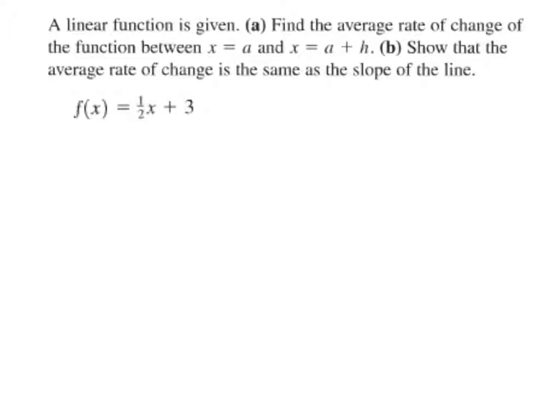Now the instructions say a linear function is given. Find the average rate of change between x equals a and x equals a plus h. Show that the average rate of change is the same as the slope of the line. This is a very calculus-y problem. They're trying to lay a little bit of foundation here for calculus. So x equals a, that would be x1, and then x2 is a plus h.